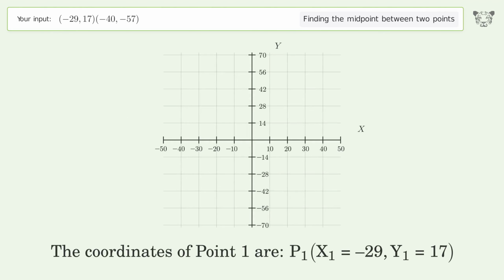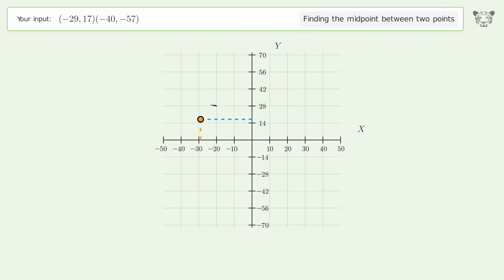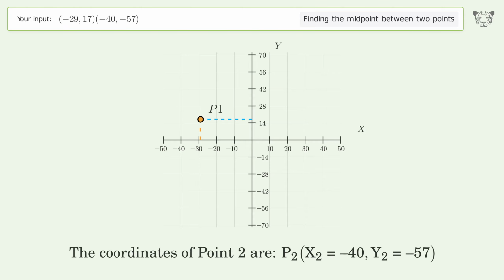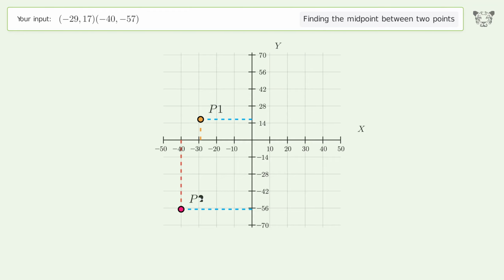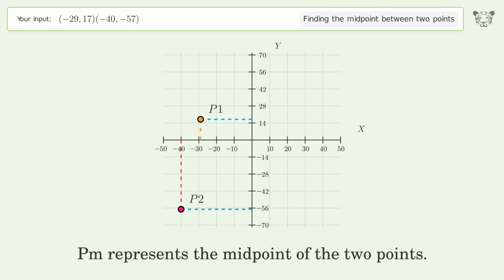The coordinates of point 1 are x1 equals -29, y1 equals 17. The coordinates of point 2 are x2 equals -40, y2 equals -57. PM represents the midpoint of the 2 points.